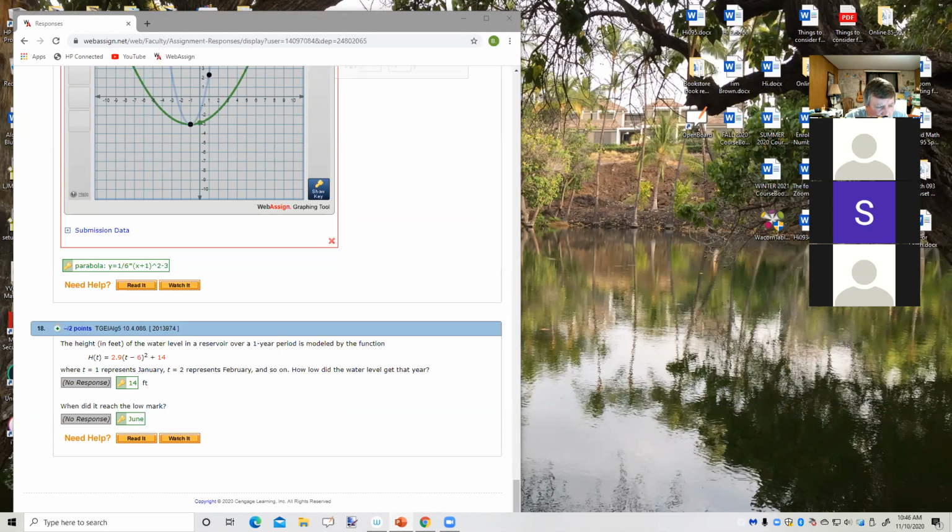If the graph represents the height of the water, right? Okay. Since a is a positive number, we're going to get a graph that opens upward. Okay. So the lowest water level would be at the bottom of that parabola. In other words, at the vertex. Okay. Let me switch to the other screen here for a moment and see if I can show you what I'm talking about here.